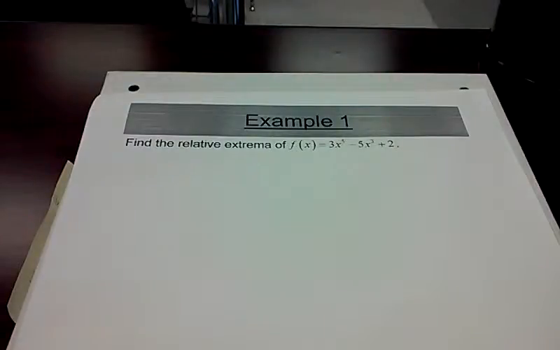All right, guys, for this problem it says find the relative extrema of the function f of x is equal to 3x to the fifth minus 5x cubed plus 2. Well, relative extrema, one way that you can do this is find the first derivative, find the critical numbers, and then do a sign chart, and then, wherever the derivative changes sign, then you're either going to have a max or a min. So we could try that.